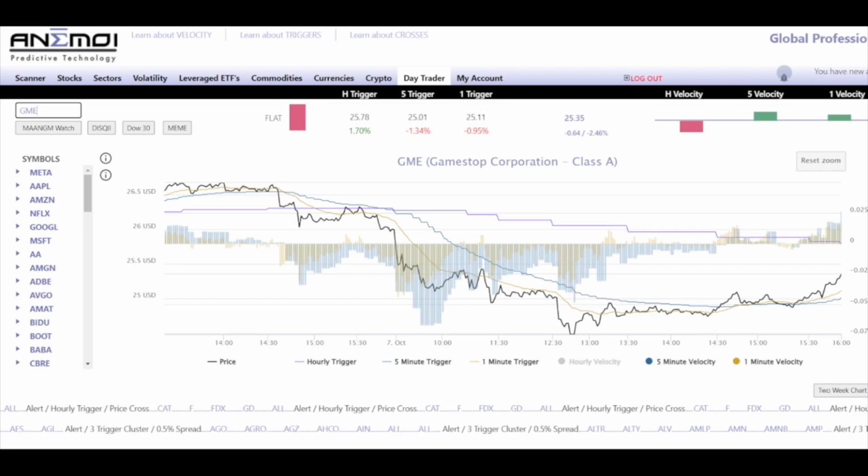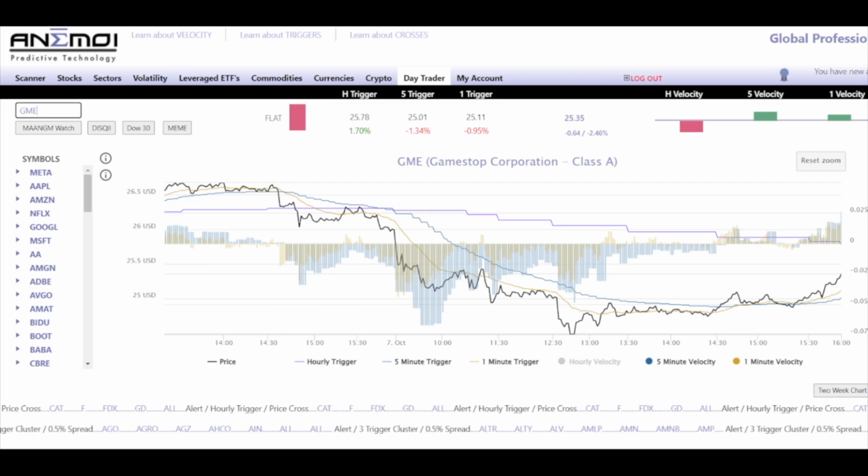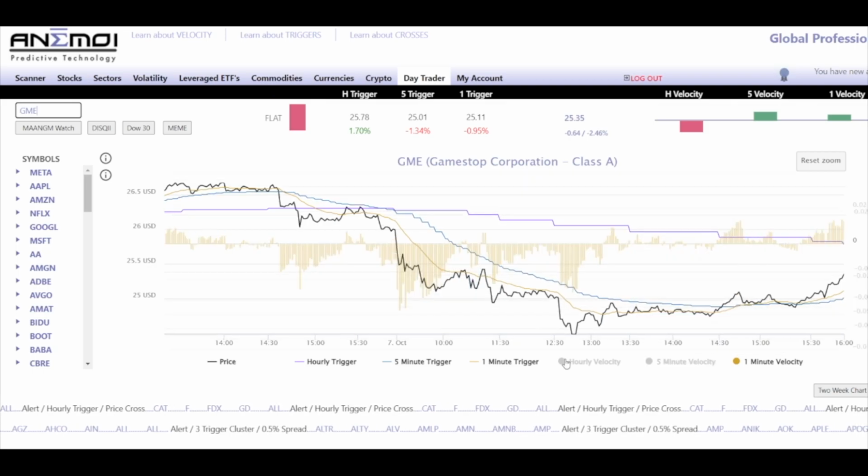So there are a bunch of ways to use ANEMOI and a bunch of different strategies, but in this video I'm going to go over something called bullish divergence. And so bullish divergence looks something like this.